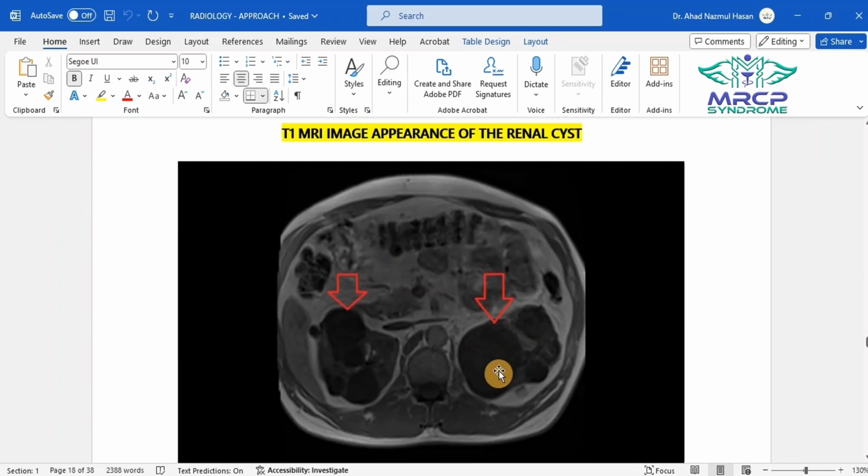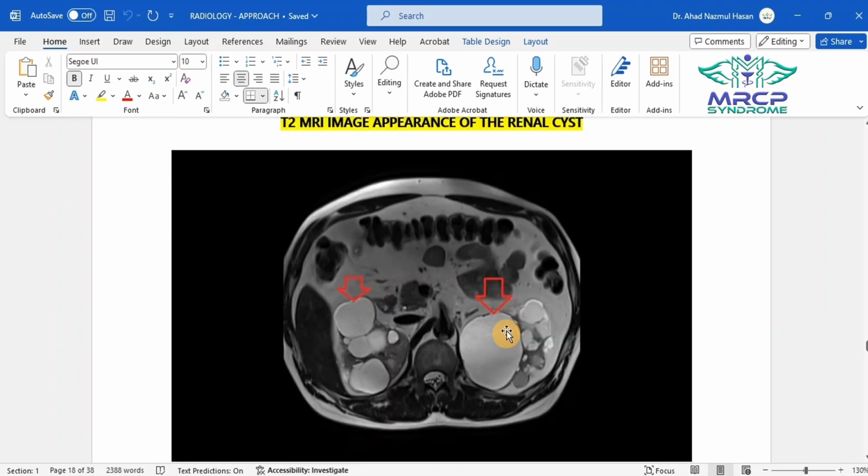So what is this structure? Kidney. Yeah, this is the kidney, and the renal cyst is looking dark. So is this T1 or T2? T1. Yeah, this is T1. And look here, in case of T2, it will appear as hyperintense.